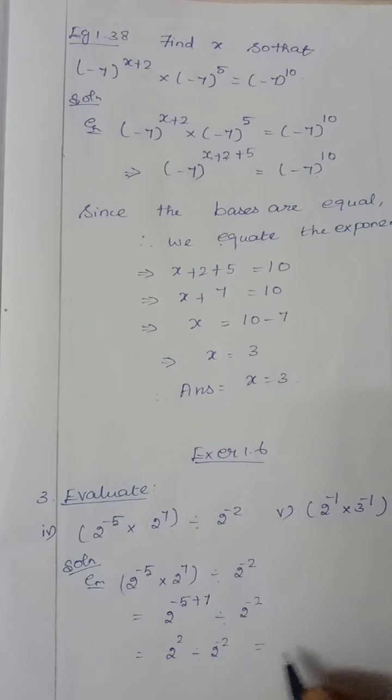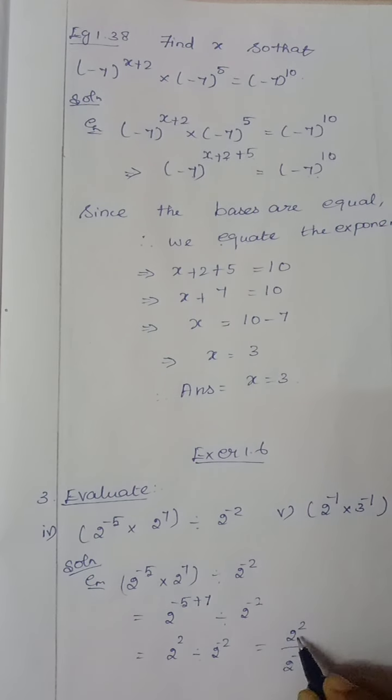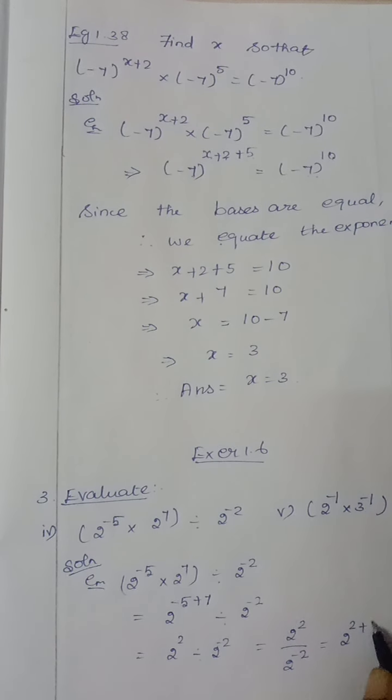So which is equal to what? 2 power 2 divided by 2 power minus 2. So again we can use the quotient law. So we can subtract, that is 2 power 2. When this denominator minus 2, we can take to the numerator, that is minus 2 becomes plus 2. So which is equal to 2 power 4.